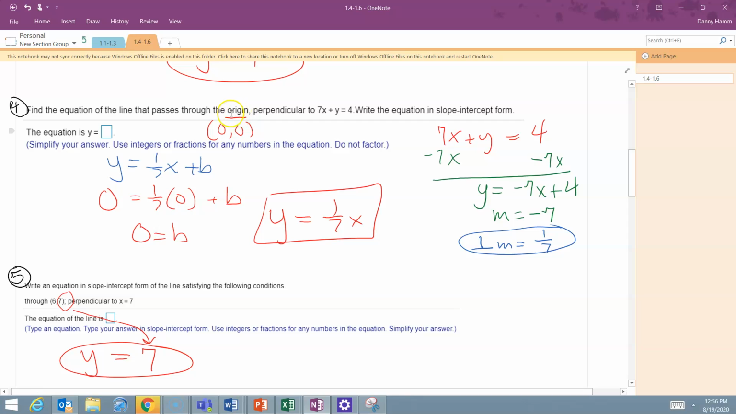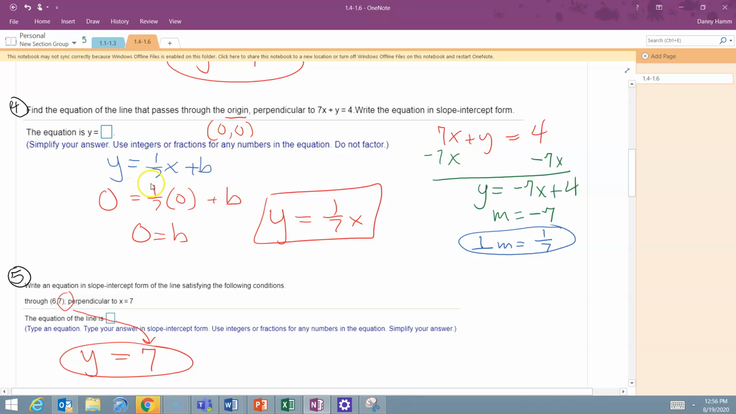Here we're given the word origin, which we must know is (0, 0). In the other problems we were actually given a point, so this one they kind of hide it in a word. Once again, we're given an equation, which we have to solve for y so that we know what our slope is. Our slope here is -7. We are looking for perpendicular, so therefore we need the opposite reciprocal, which is 1/7. And then we proceed just like we did in the preceding problems.